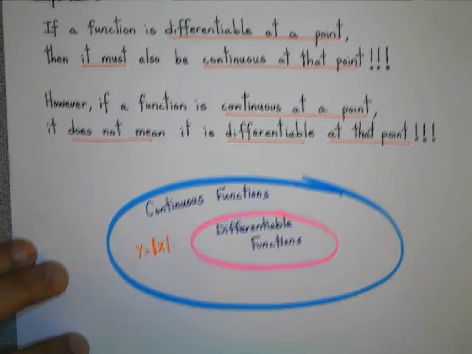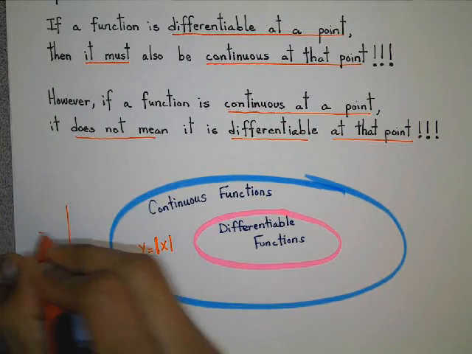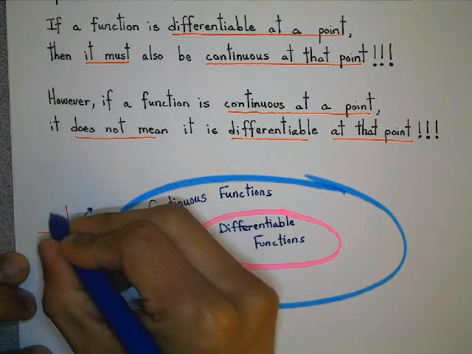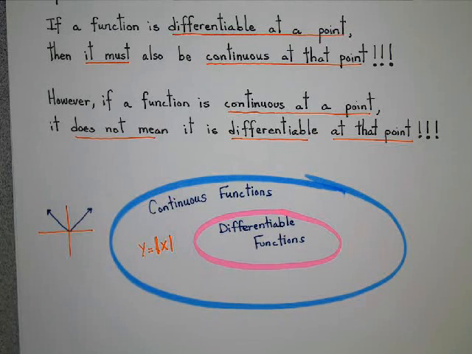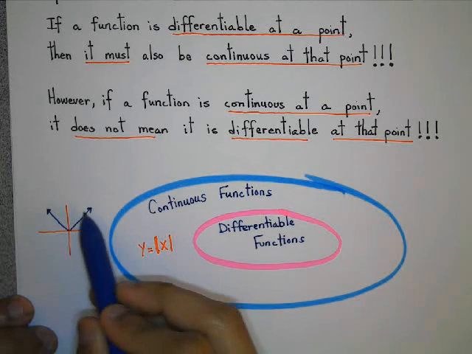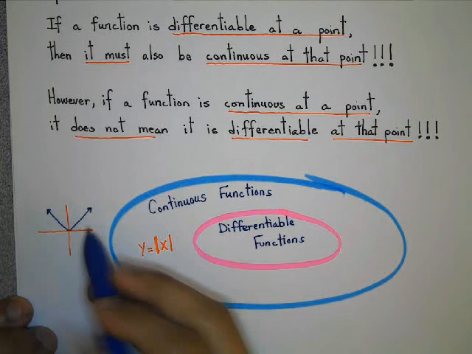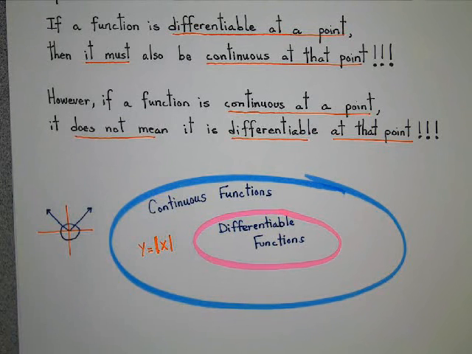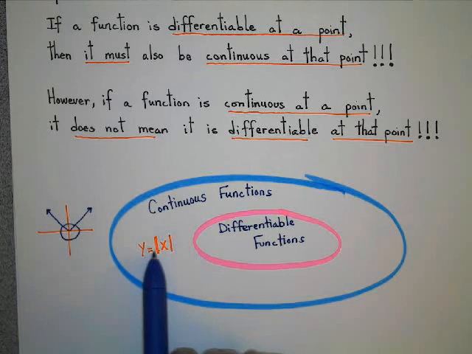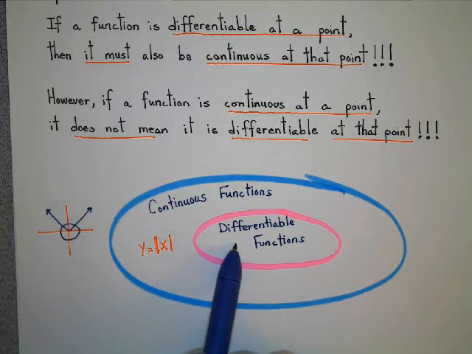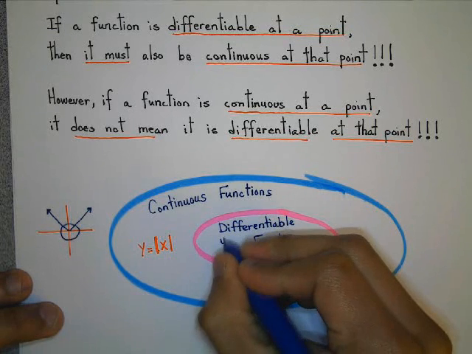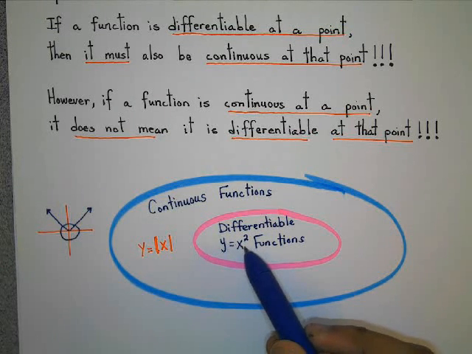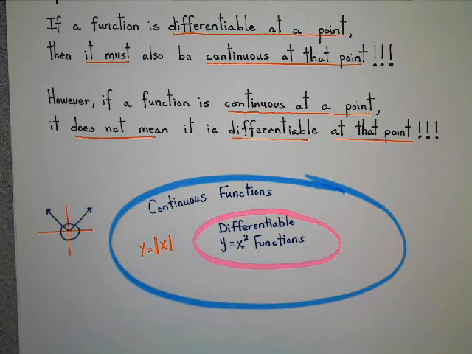Now think about the absolute value of x. It looks like this. So there's the y-axis and the x-axis, and here's the absolute value of x graph. It's continuous, but is it differentiable? It's differentiable here and here, but it is not differentiable at 0 because we have that corner, that cusp. So it's a continuous function, but it doesn't fit in here. But think about y equals x squared. x squared is a continuous function, and it's also differentiable, so it fits both categories.